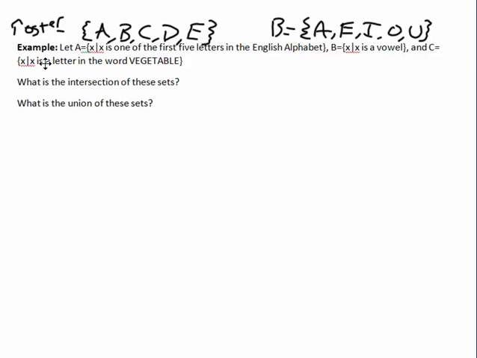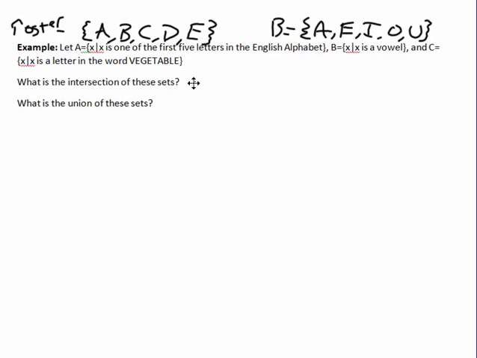And C is the set of all x values such that x is a letter in the word vegetable. So in roster notation, that would be V, E, G, E, T. Well, I guess the E's would only go once. So it would be V, E, G, T, A, B, L. Okay. Now, there are 3 sets.